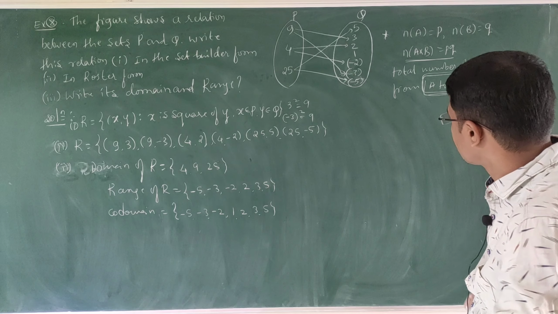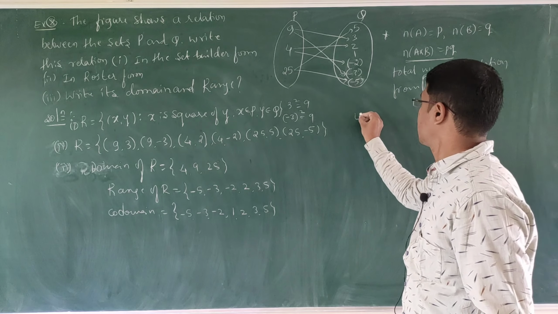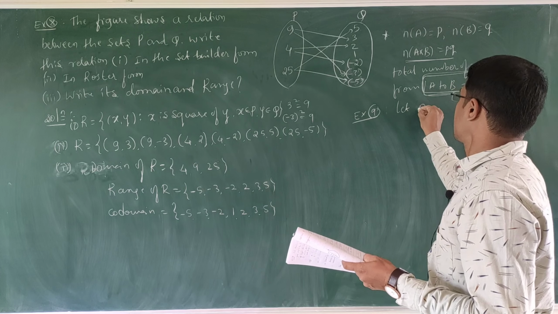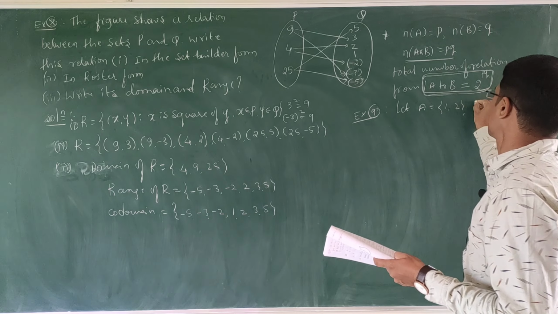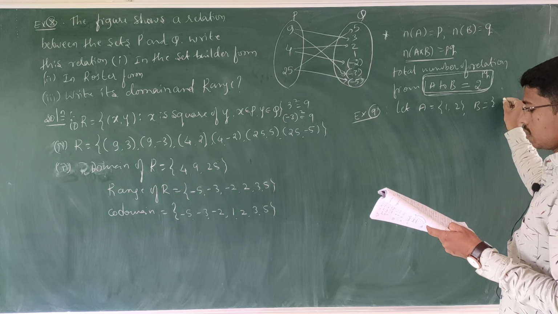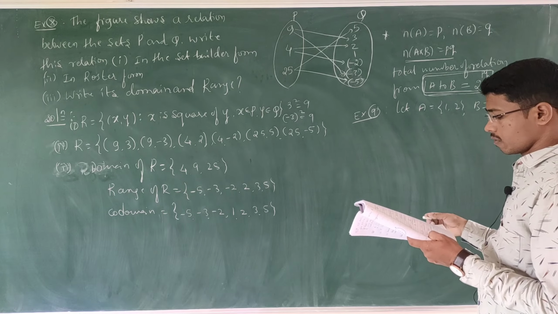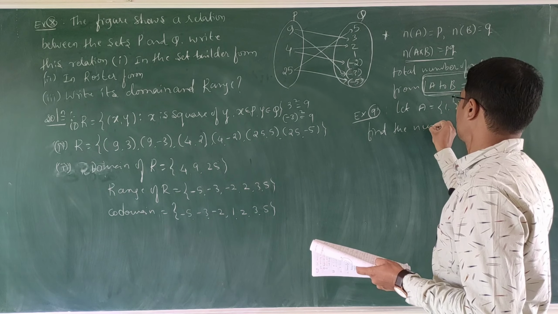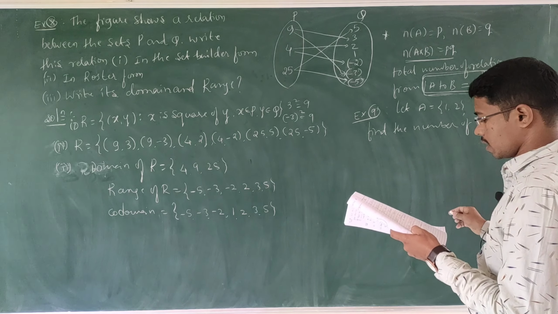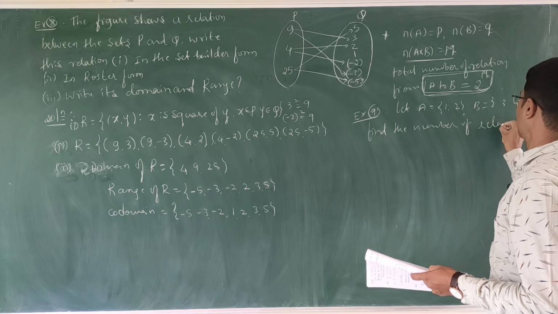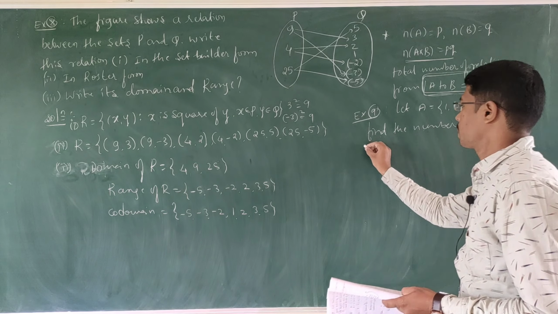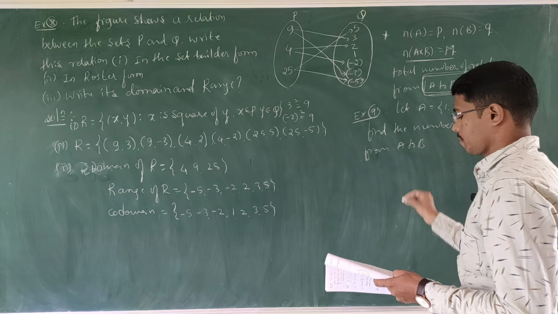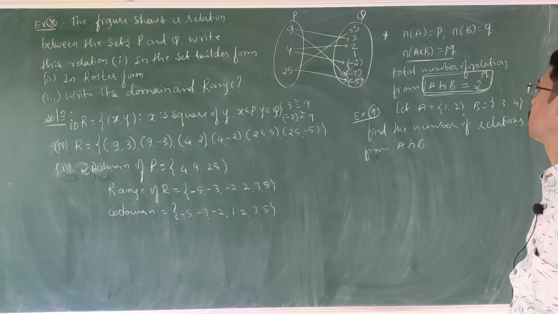See one example based on this. Example 9. Let A is equal to {1, 2} and B is equal to {3, 4}. Find the number of relations from A to B. From A to B, we have to write the number of relations.